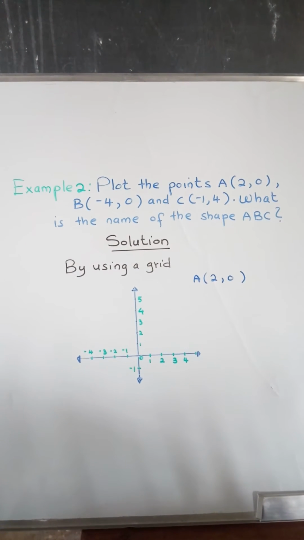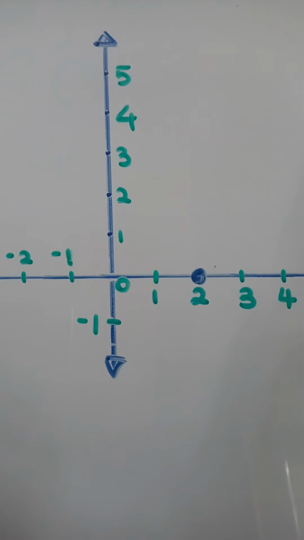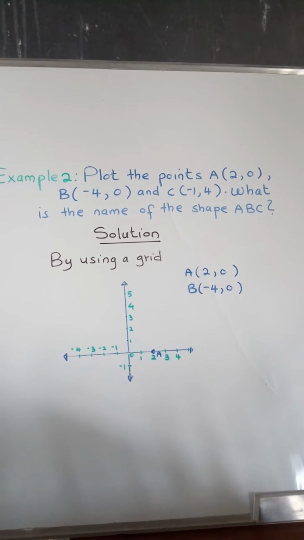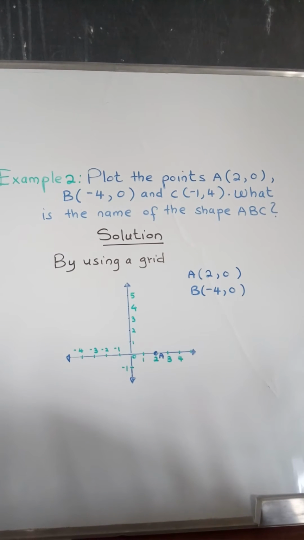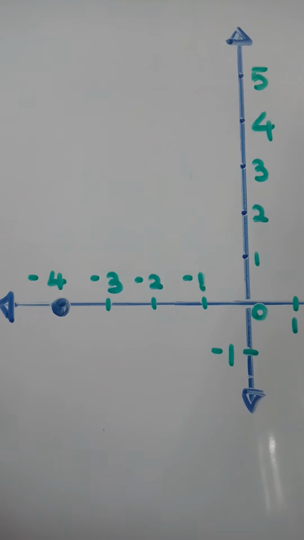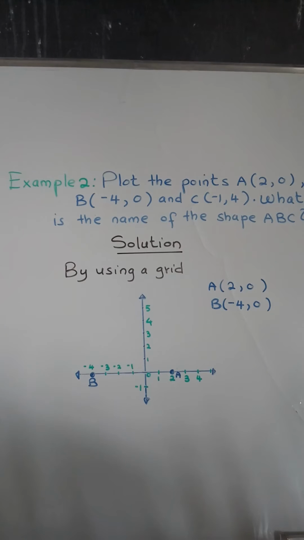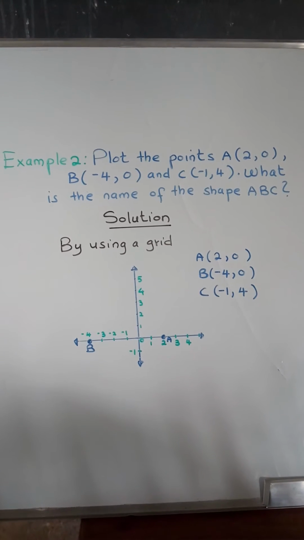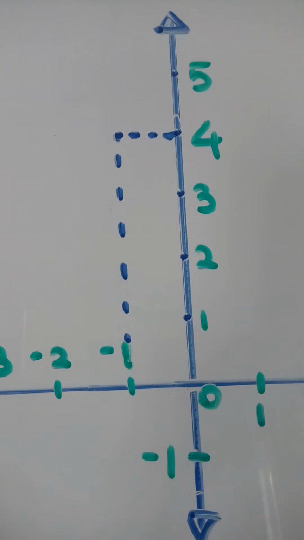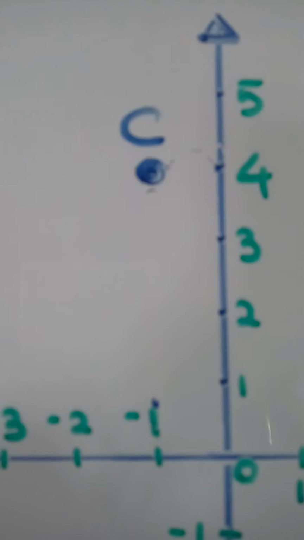A (2, 0). X is 2, Y is 0. Point A. B (-4, 0). X is -4, Y is 0. Point B. Point C is (-1, 4). X is -1 and Y is equal to 4. Point C.